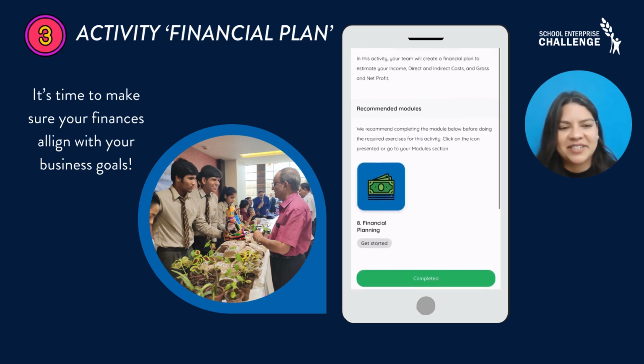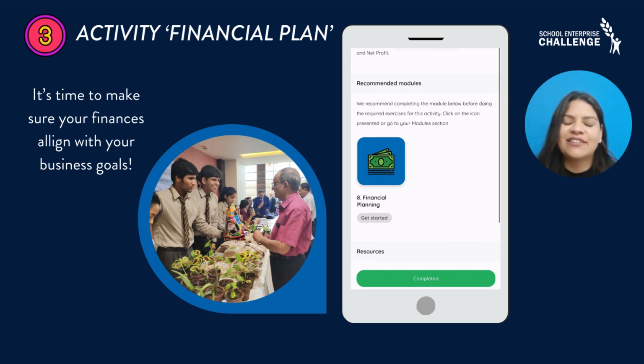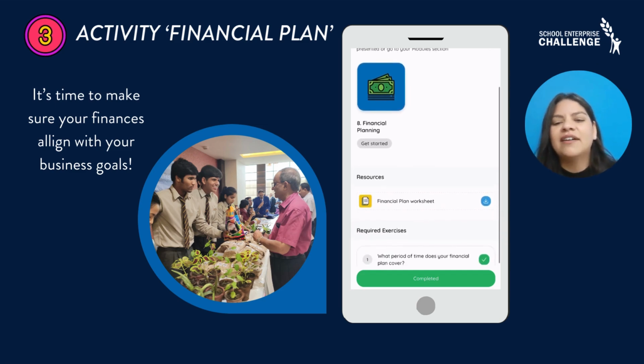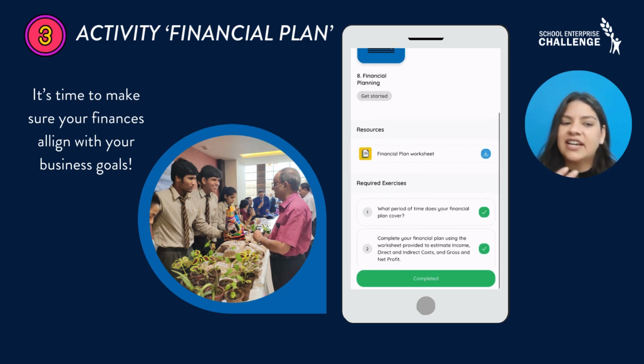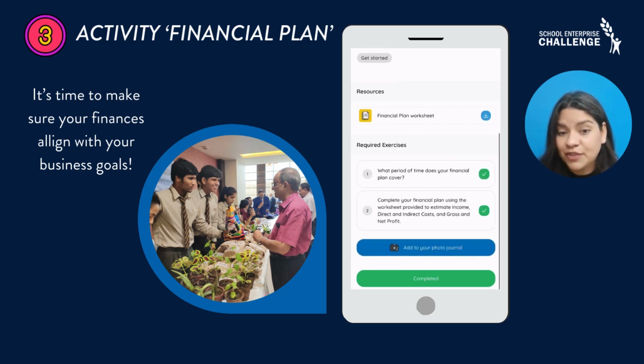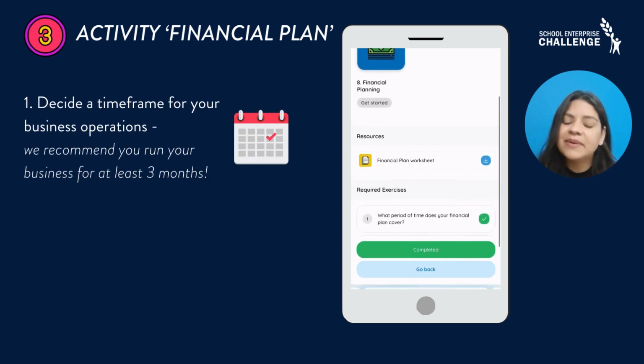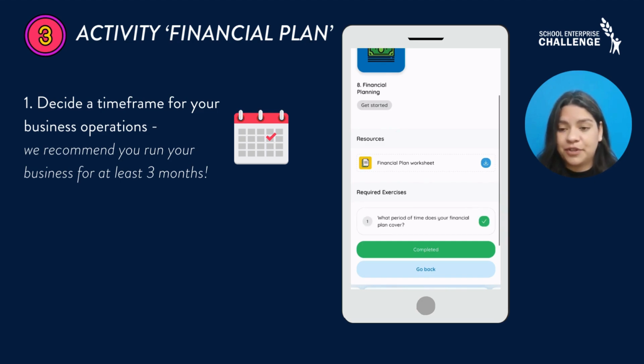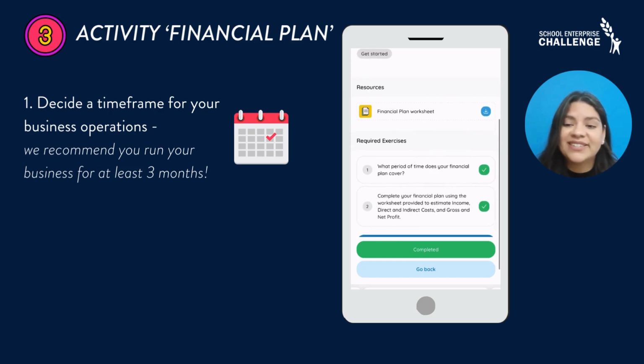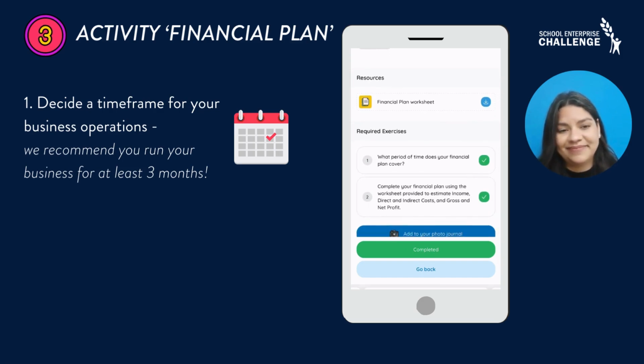Activity 3, Financial Plan. The financial plan is a critical part of your business plan. After learning how to analyze your market and understanding its dynamics in previous modules, it's now time to ensure your finances align with your business goals. Begin by selecting a time frame for your business operations. Typically, 2 to 3 months offers a good balance for gaining valuable experience in running your business. This period allows insights into sustainability and growth potential based on your business's financial performance.